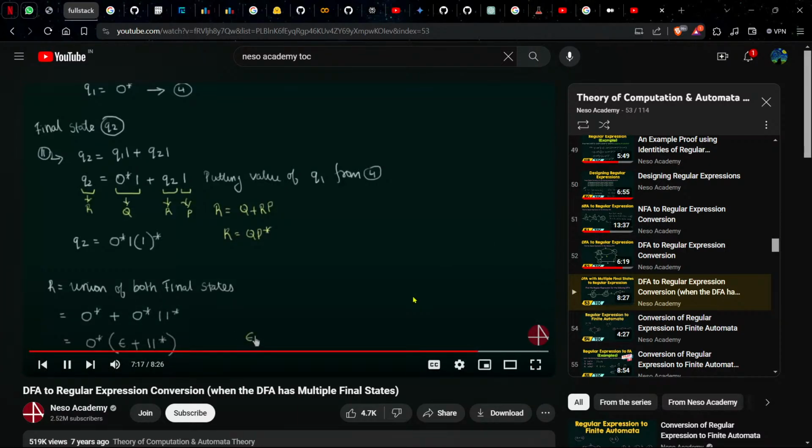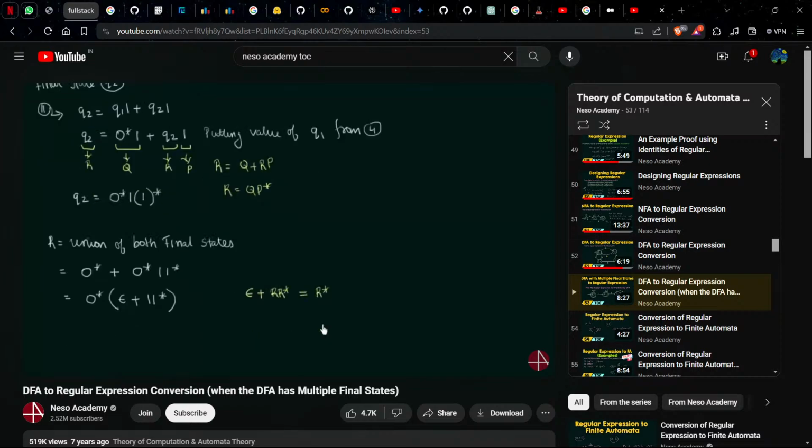Also, in identities we studied that epsilon plus r star is equal to r star. We studied this in our identities, if you remember. So here we see epsilon plus 1 1 star. If you treat 1 as regular expression r, this whole thing can be written as 1 star.